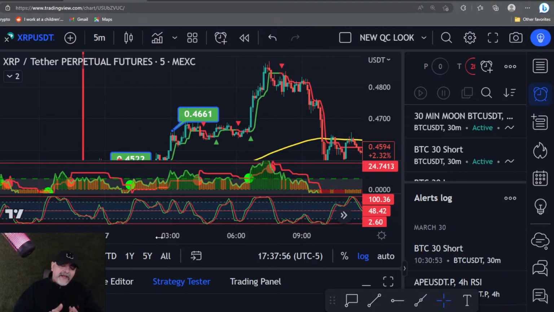That is why we trade on the 4-hour, the 2-hour, the 1-hour, and then use the 5-minute for entries and exits to maximize our profits. That is the entire system.